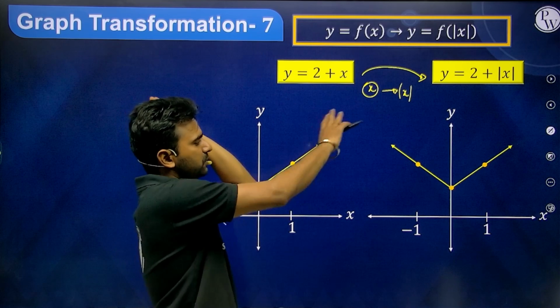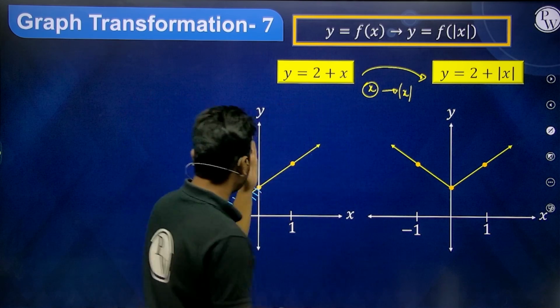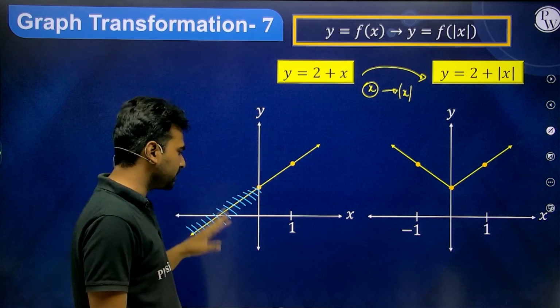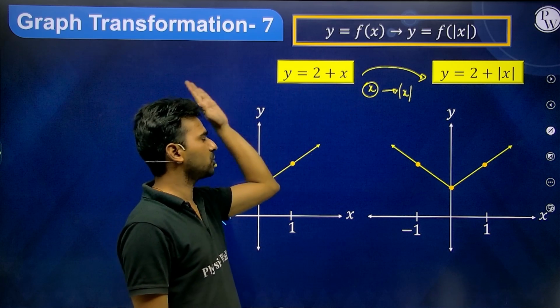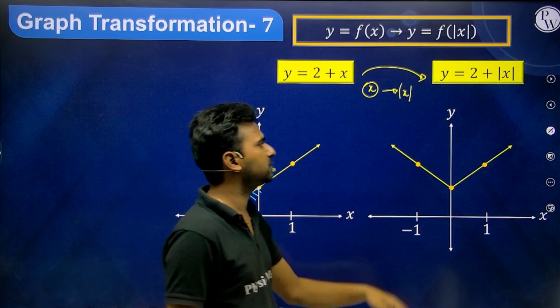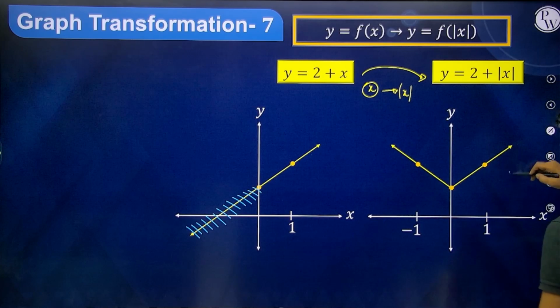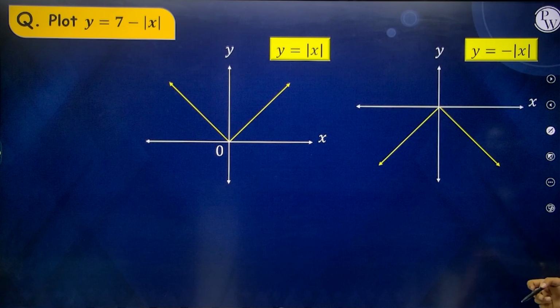Okay, so now this is the entire graph. Remove the portion which is coming on the left of the y-axis. Whatever portion is left, take the mirror image about the y-axis. That's it. So that's how the graph of y equal to 2 plus mod x will be looking like. Let's take a few more examples.